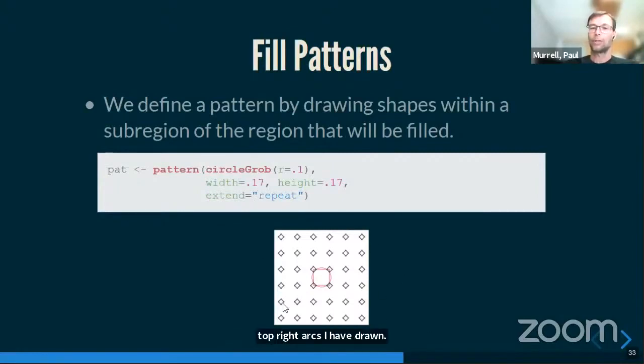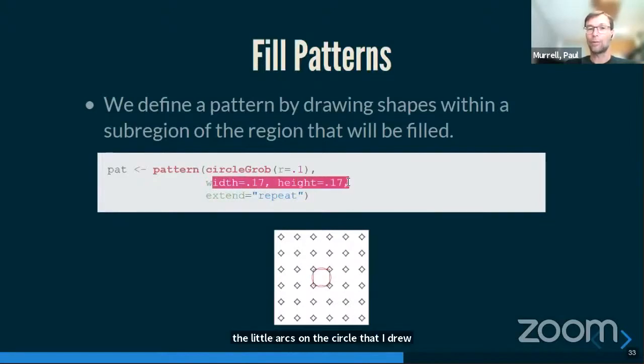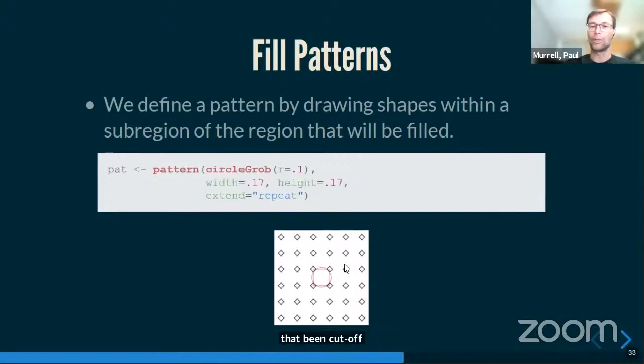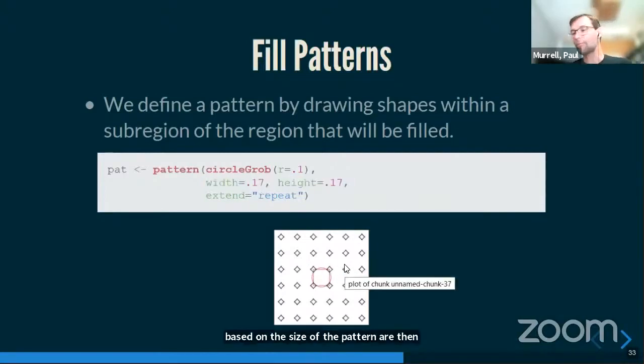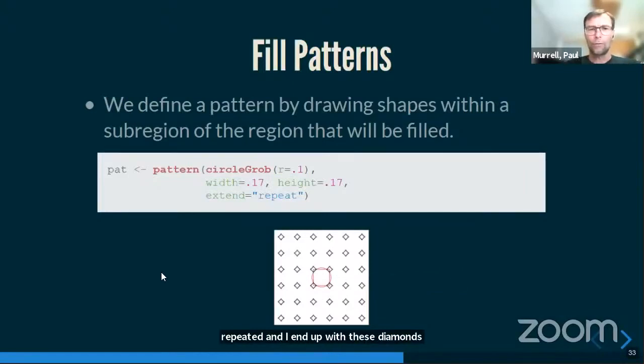So in this diagram, I have used that pattern definition to fill a rectangle. The little arcs on the circle that I drew that have been cut off based on the size of the pattern are then repeated, and I end up with these diamonds everywhere. Now, that's not designed just to confuse you, that's to show that we can create interesting patterns and not just dots filling up a page.